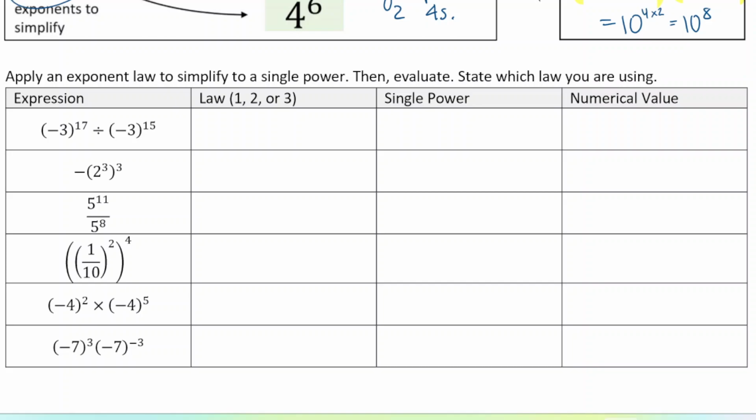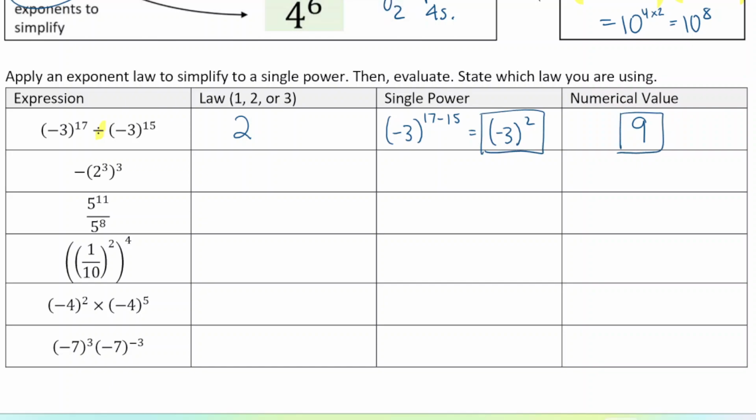Okay, first one, we have 2 numbers here that are the same base and we are dividing them. So we want to use law number 2, which means we want to subtract the 2 powers. So we're going to have negative 3 to the power of 17 minus 15, which is negative 3 to the power of 2. And the numerical value would be negative 3 times negative 3, which is positive 9.